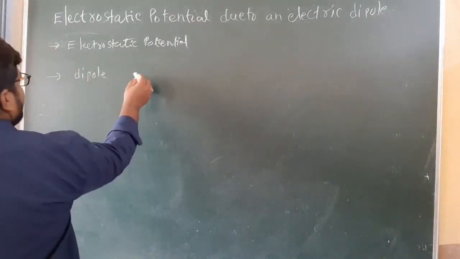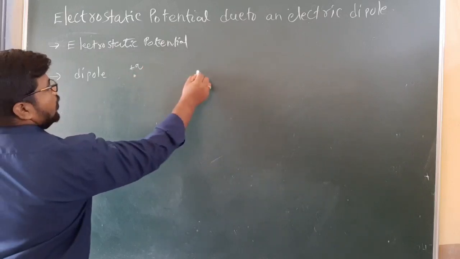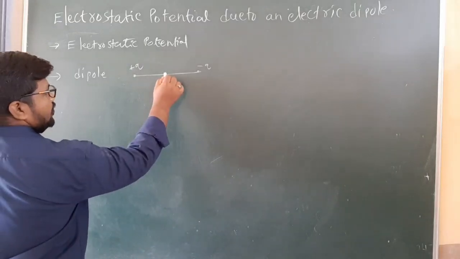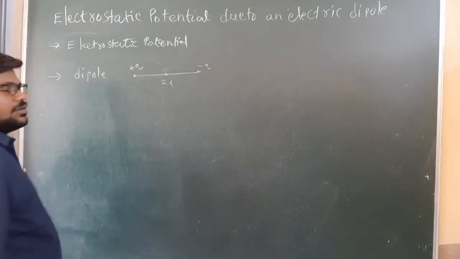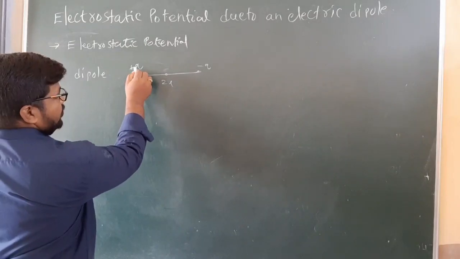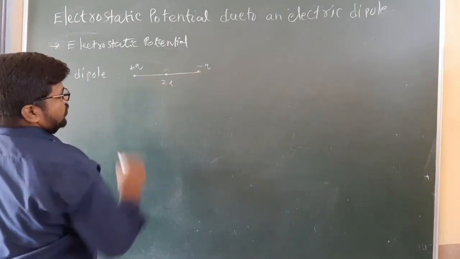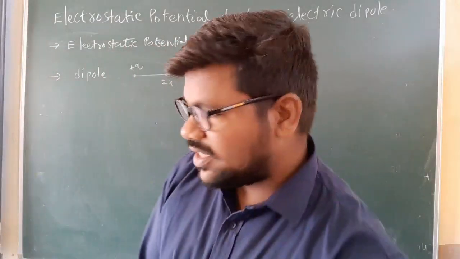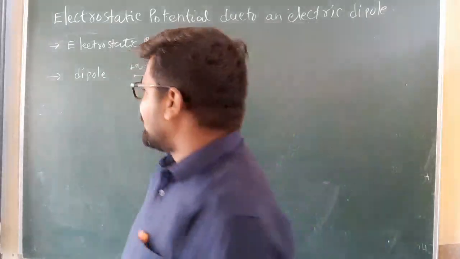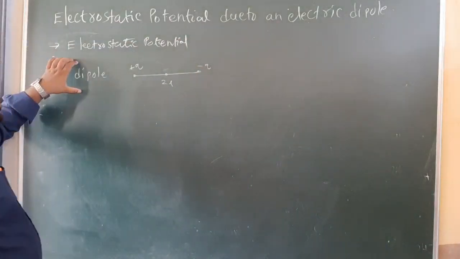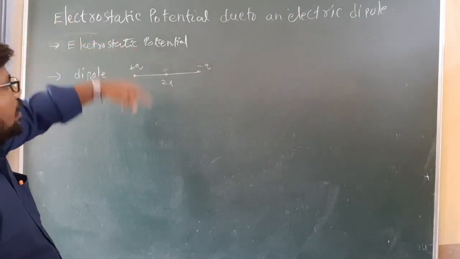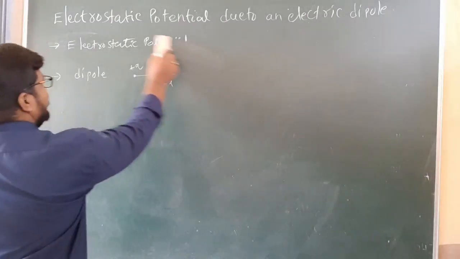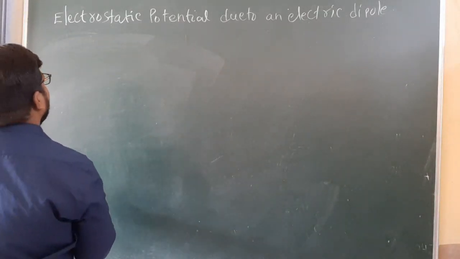Okay, it's clear. Consider two charges plus q and minus q, which are separated by some distance, that is 2l. The center is the center of the dipole. The distance between plus q and minus q is 2l, so that 2l is a small distance. It's clear, my dear children? Yes. Okay, see, this is the introduction of this content: electrostatic potential due to an electric dipole. Coming to the derivation, my dear.